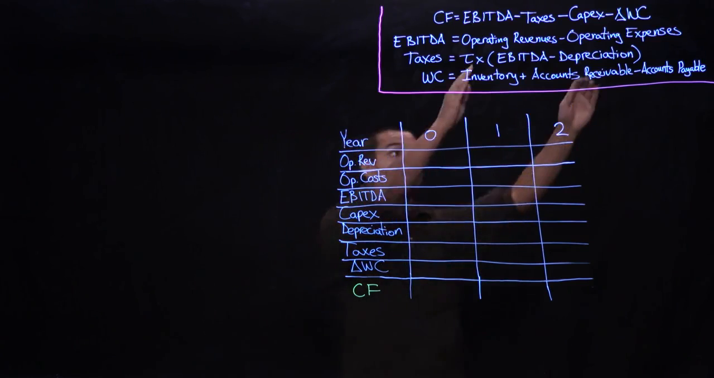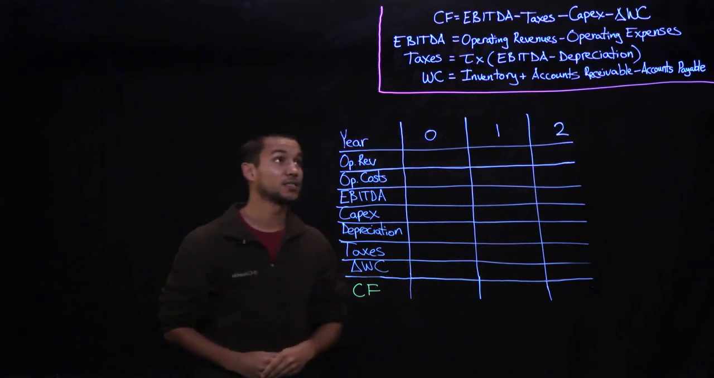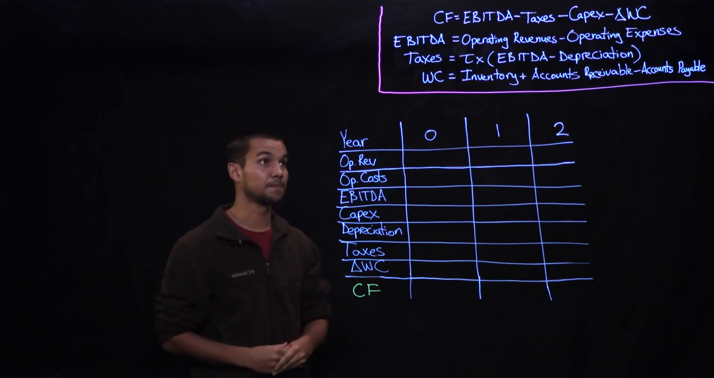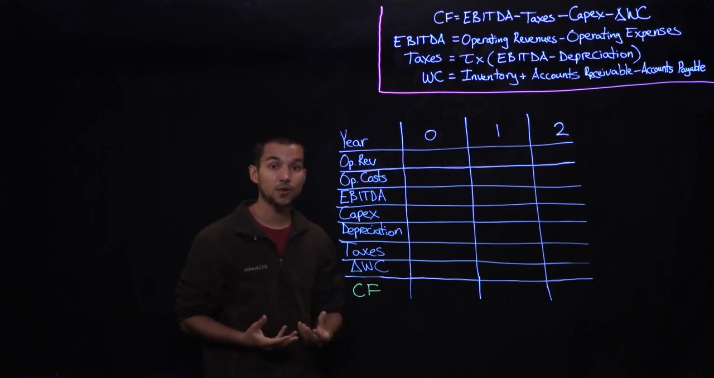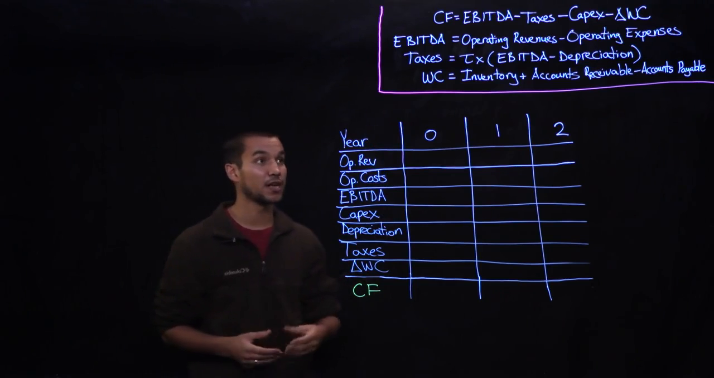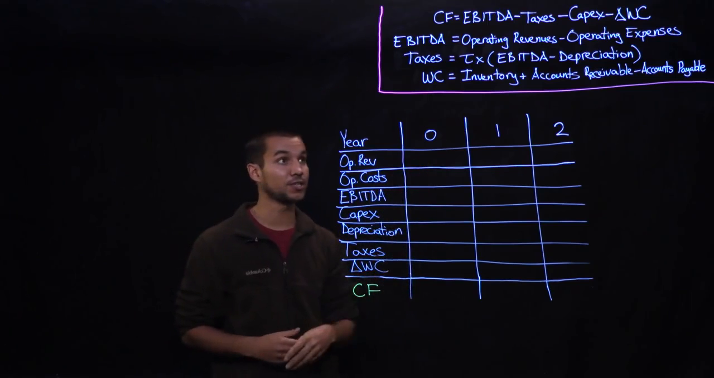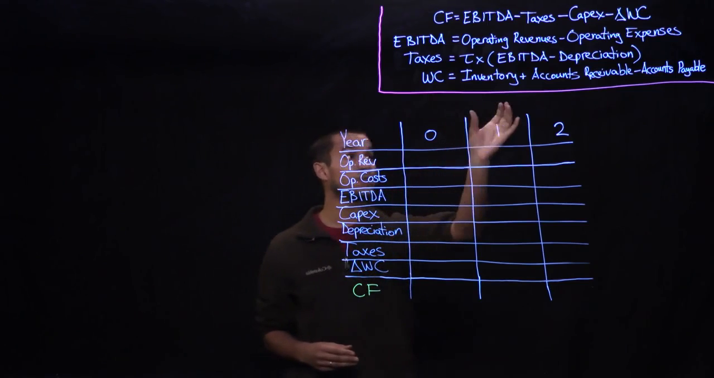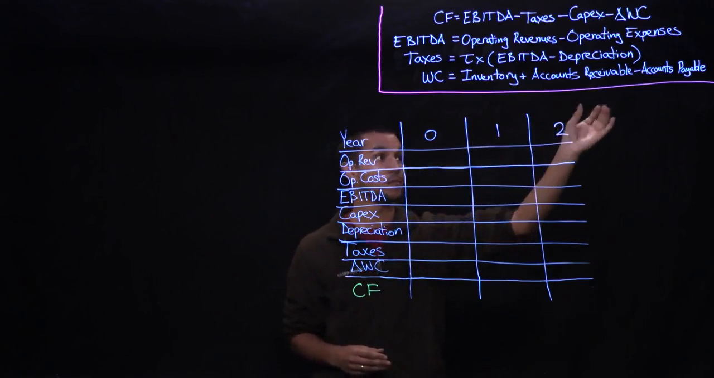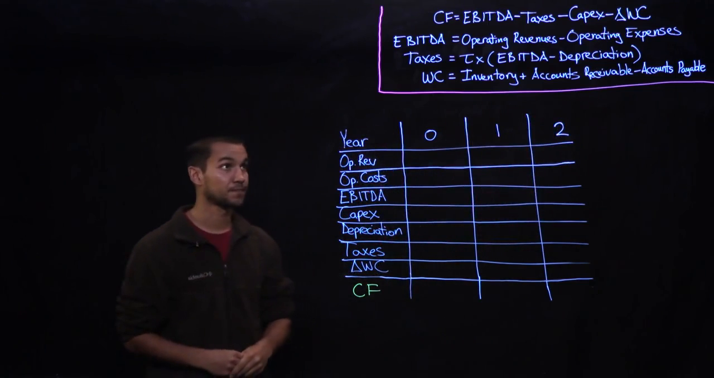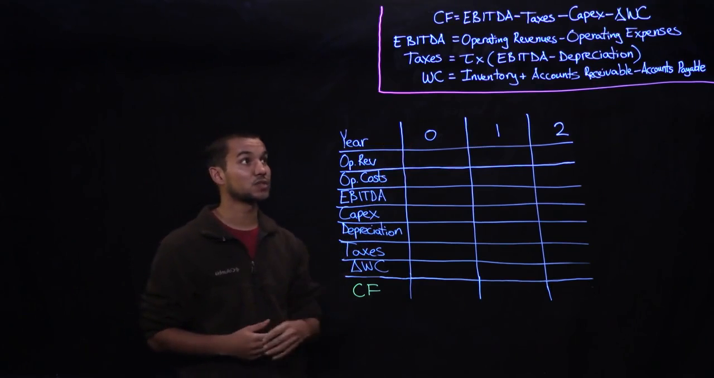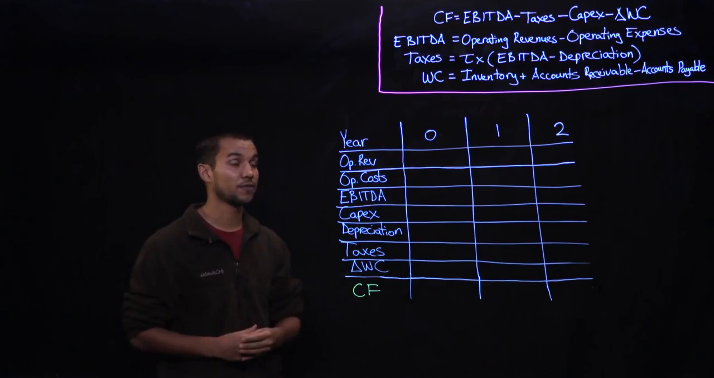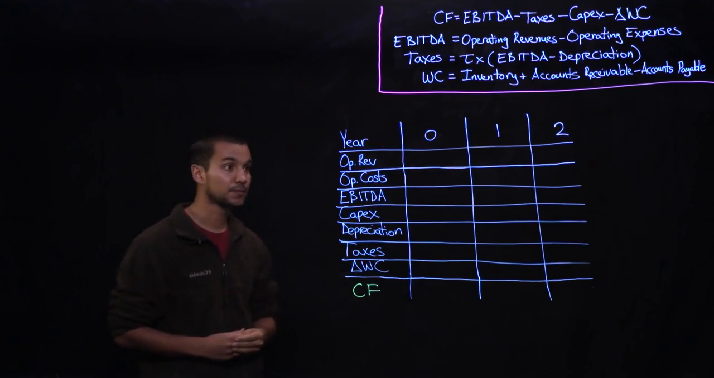And so essentially, this term in parentheses here is the firm's taxable income. And then finally, working capital, which is the inventory and cash that a firm needs on hand to run its day-to-day operations, is equal to inventory plus accounts receivable minus accounts payable. So let's use this example to see how we can convert this accounting information into cash flows.